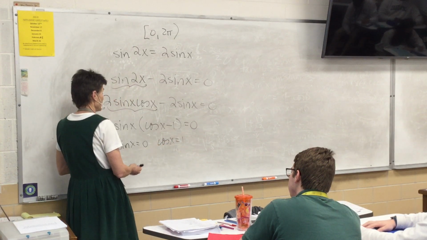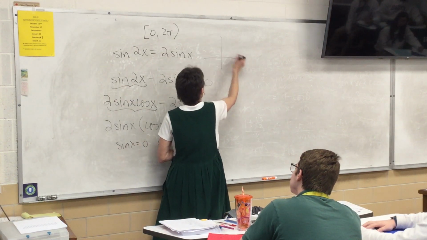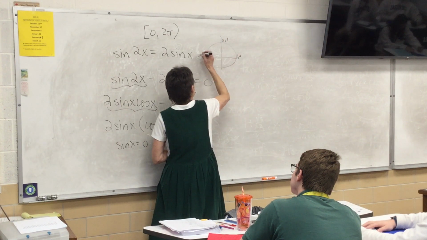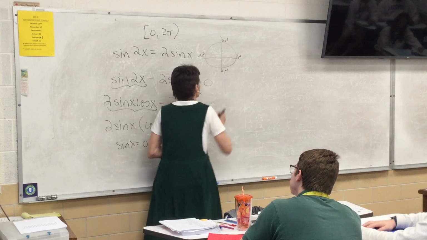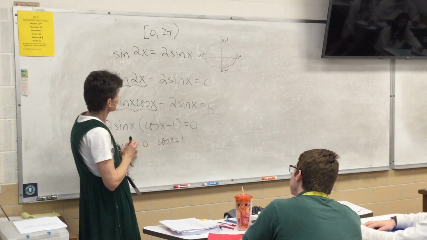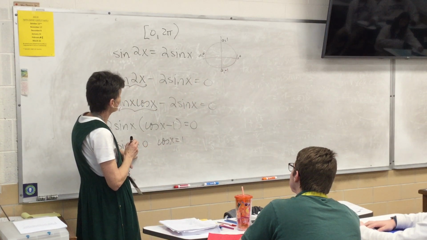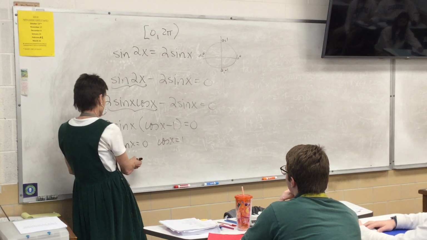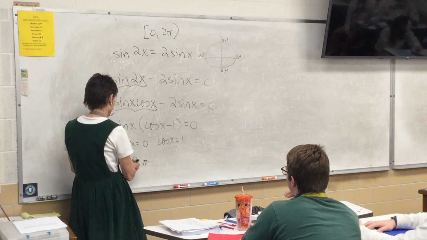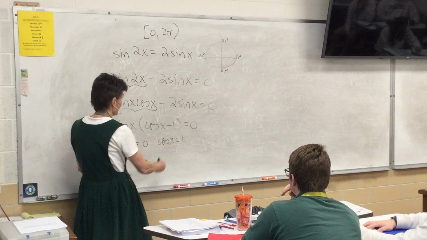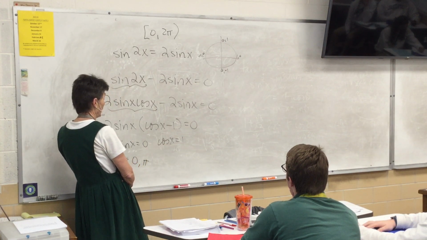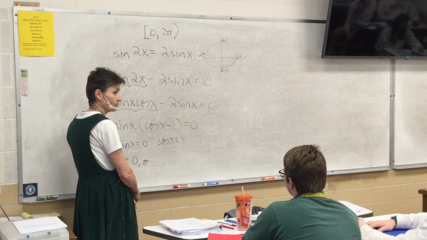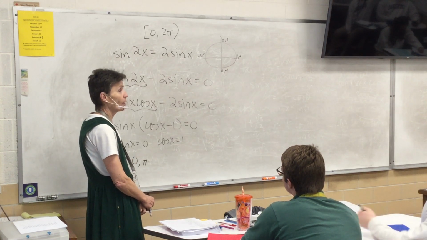Well, those are all on the unit circle. Where is the sine 0? 0 and pi, perfect. And where is the cosine 1? 0. You already got it. So 0 and pi are your answers.